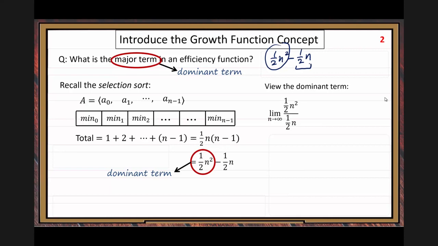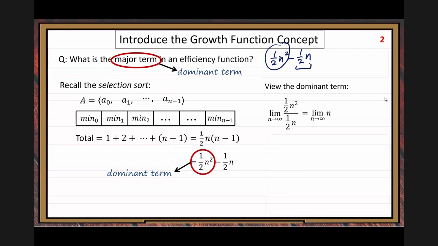Ratio of the absolute value. We don't look at the negative sign. Two positive terms, absolute values. When we take a ratio of these two terms, then we take a limit when n goes to infinity, because we want to see the long-term, the future trend. So we let n go to infinity, the future trend.